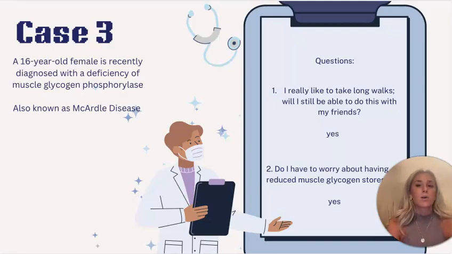While McArdle's disease can cause symptoms like painful muscle cramps and weakness during physical exertion, your body uses aerobic metabolism for long walks. Aerobic metabolism relies more on fatty acids and blood glucose for energy rather than muscle glycogen. As a result, you should be able to engage in low to moderate intensity activities such as walking without any significant problems. However, you may experience fatigue more quickly than others, so it's important that you pace yourself and take breaks as needed.